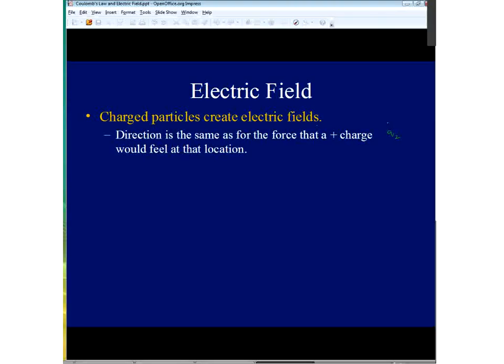And you are dividing that force by Q2. But Q2 is positive. You are dividing a vector F by a positive number. When you divide a vector by a positive number, you don't change its direction. So the direction is the same as for the force, that a positive charge would feel at that location. So Q2 is a positive charge. In whichever direction it is experiencing force, the field due to Q1 will be in the same direction.